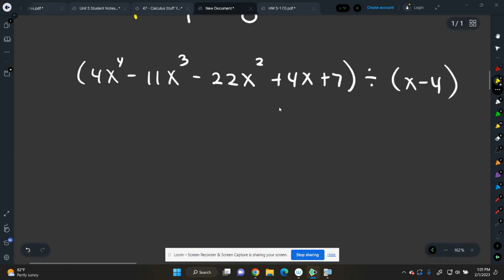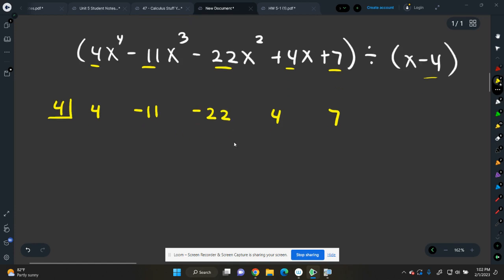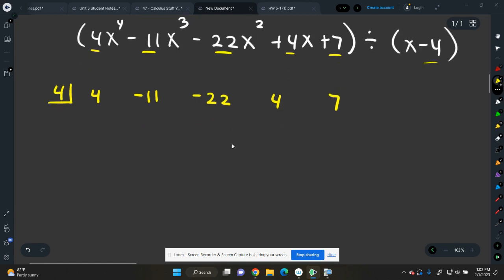So we're going to take the opposite. So we put a positive 4 in the little corner. Okay. And then we're going to list our coefficients. So we have 4, -11, -22, +4, and positive 7. Okay, we don't need those plus signs in front of there. Everybody understand where we got those numbers?